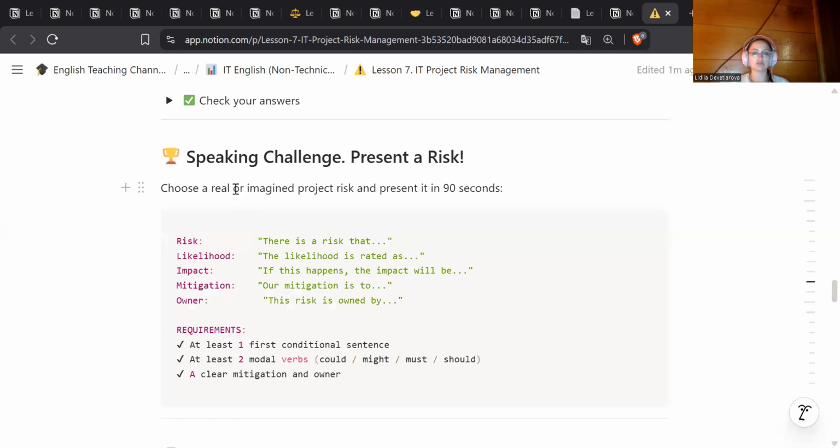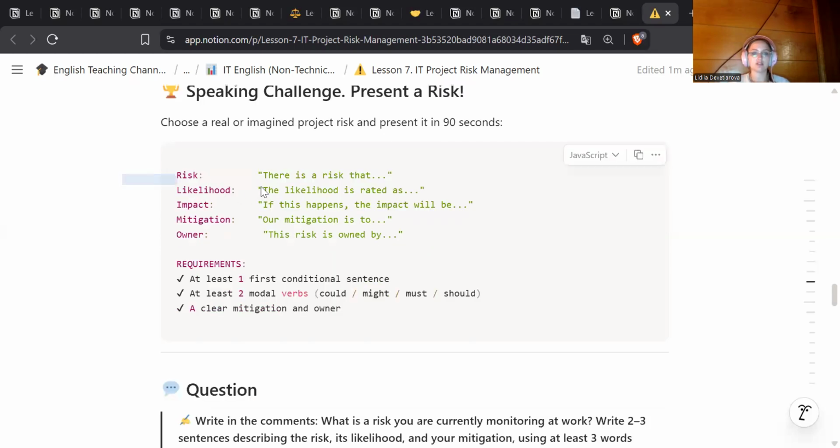Present risk. Choose a real or imagined project risk and present it in 90 seconds. Here is a little structure that you may use and some requirements. Use at least one first conditional sentence, at least two modal verbs, and a clear mitigation and owner.